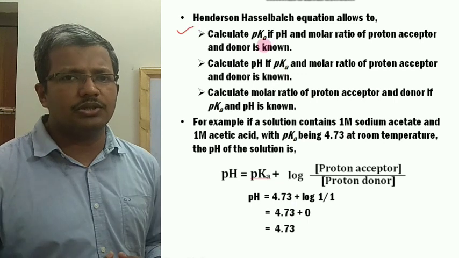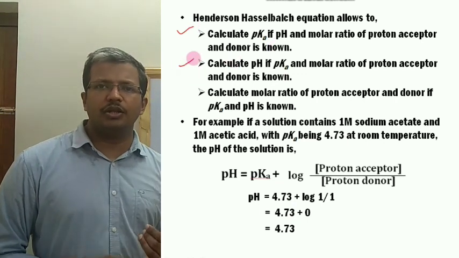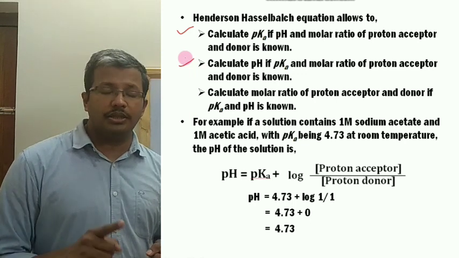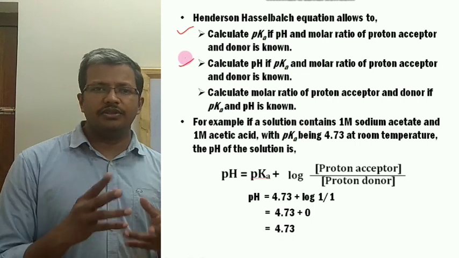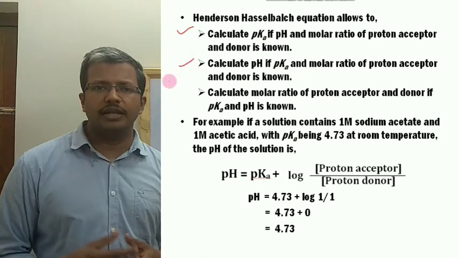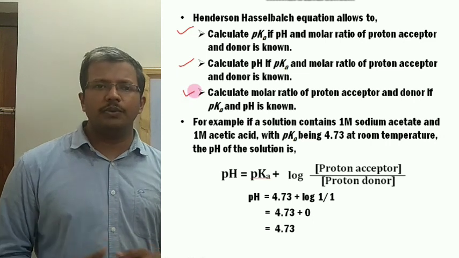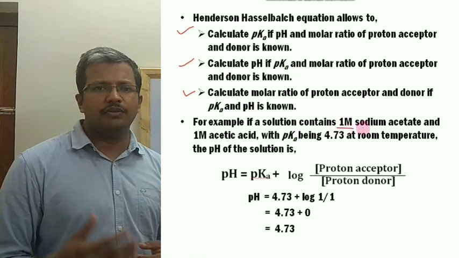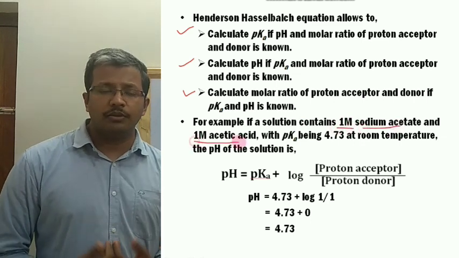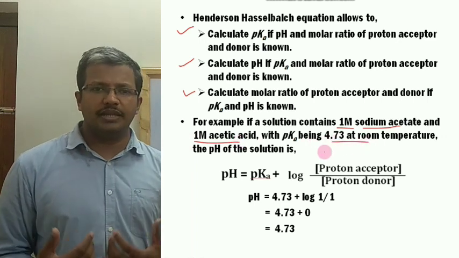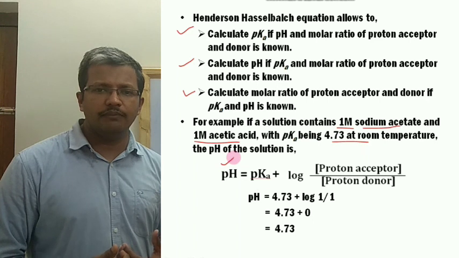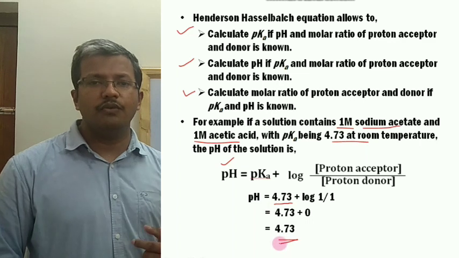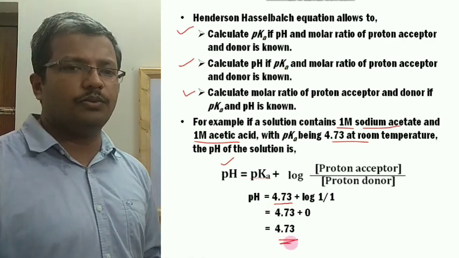Now the Henderson-Hasselbalch equation allows us to calculate pKa if pH and the molar ratio are given, pH if pKa and the molar ratio are given, and the molar ratio if pKa and pH are given. So for example, if a solution contains 1 molar sodium acetate and 1 molar acetic acid, with pKa being 4.73 at room temperature, the pH of the solution will be calculated as follows. We can find that it will be 4.73, as in the equation given there.